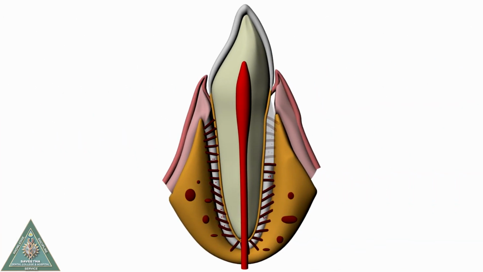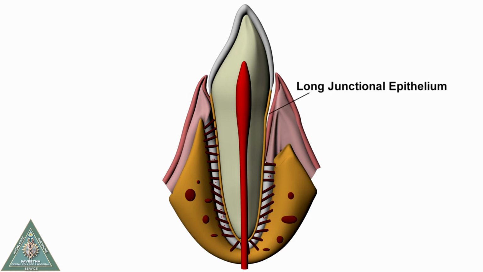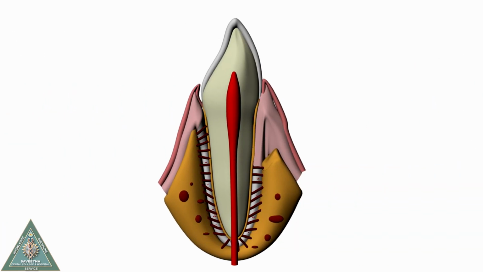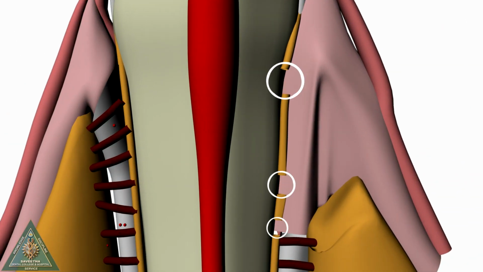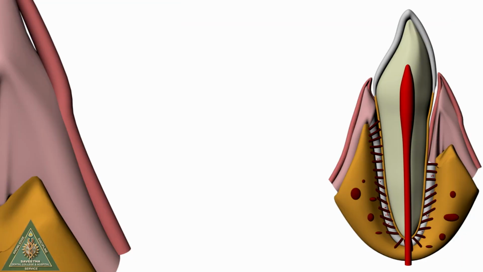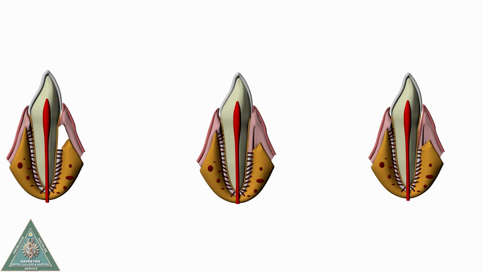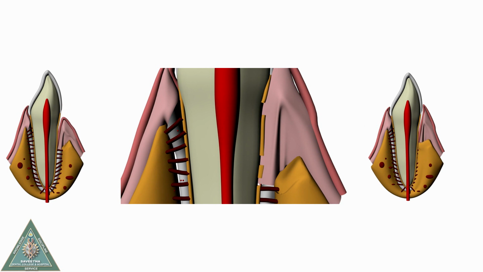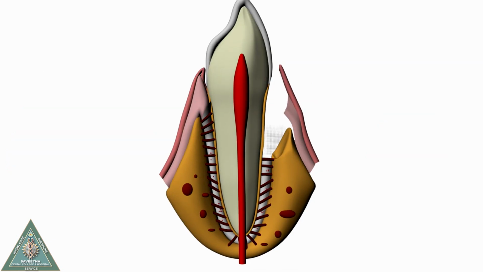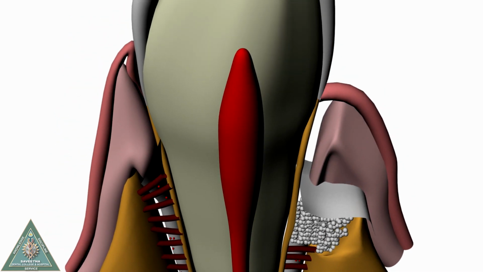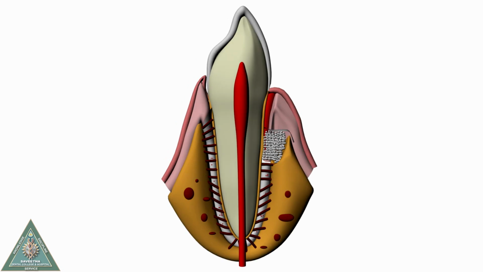In the absence of a barrier, epithelium migrates apically to form long junctional epithelium, which is a weaker form of attachment. If connective tissue moves towards a defect, it causes root resorption. If bone cells move towards a defect, it results in ankylosis. In order to prevent these 3 structures from moving into the defect site, bone grafts along with the GTR membrane are placed over the defect to allow the periodontal ligament cells to reach the defect site.